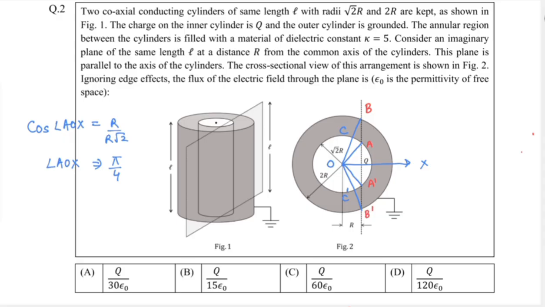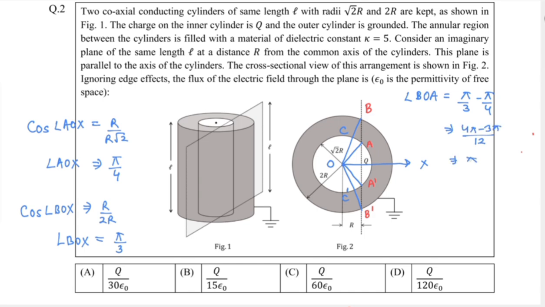Now similarly, if we solve for BOX, cos of angle BOX is equal to r by 2r, that is a half, so angle BOX is equal to pi by 3, 60 degree or pi by 3. So over here the angle which it contains is pi by 3 minus pi by 4. So angle BOA is equal to pi by 3 minus pi by 4, that is pi by 12.